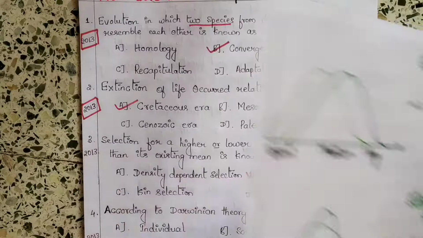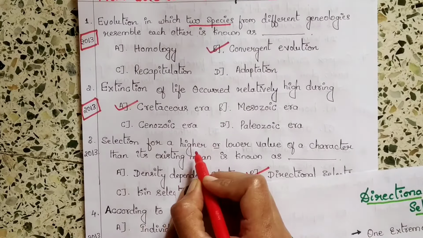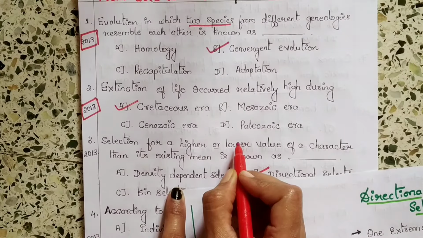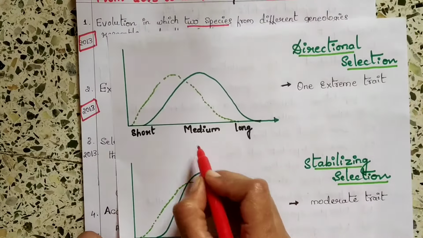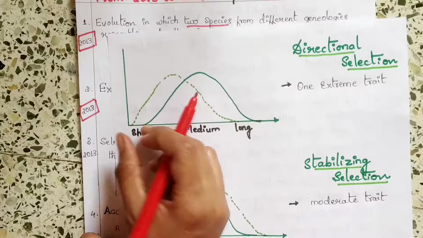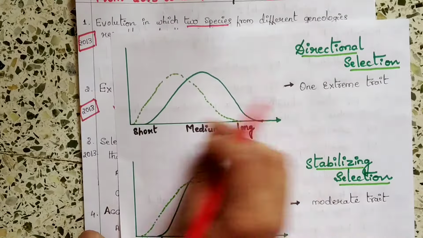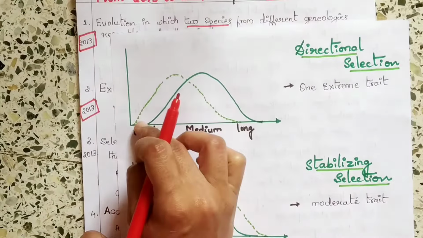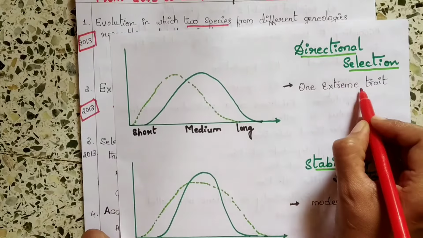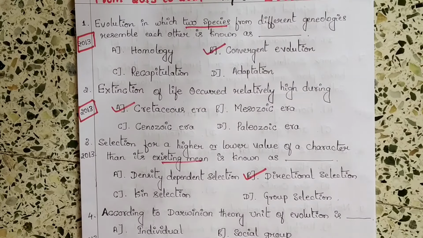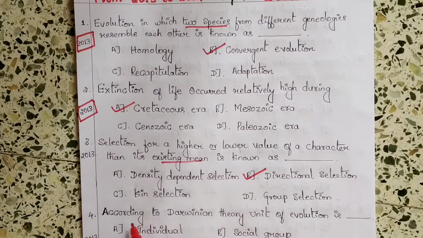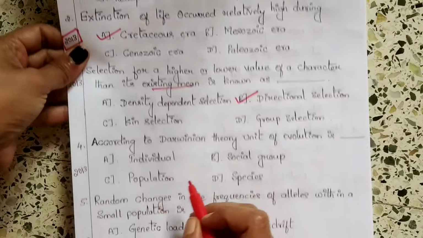Here they are selecting a higher or lower value than the existing mean. They are not selecting the mean, but they are selecting higher or lower, shorter or longer, any one. If one extreme trait is selected, then it becomes directional selection. That is called directional selection. Let us move on to the next question.